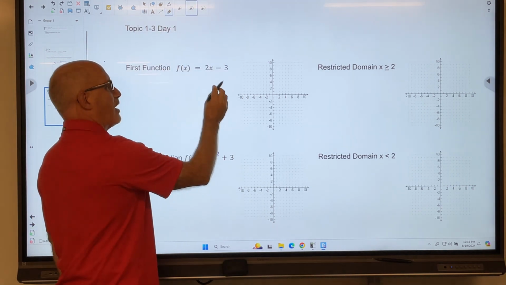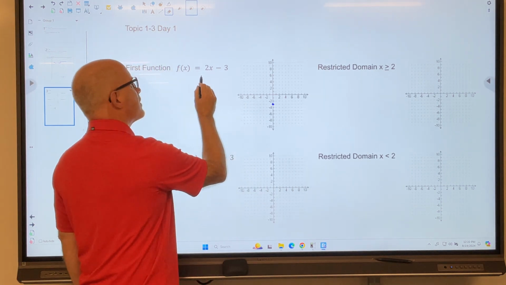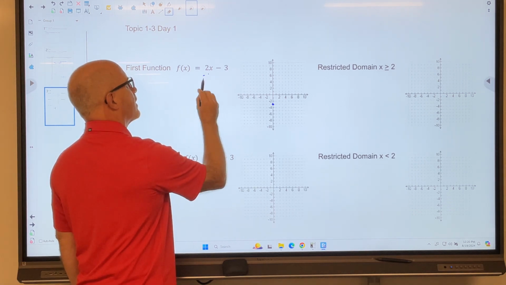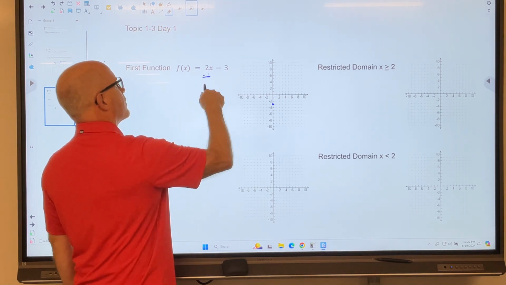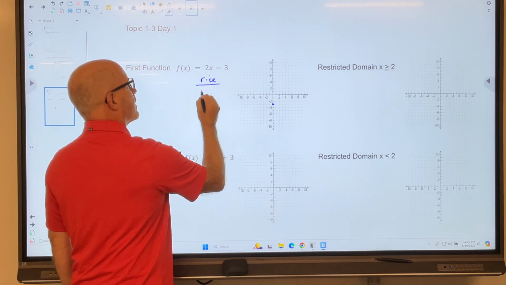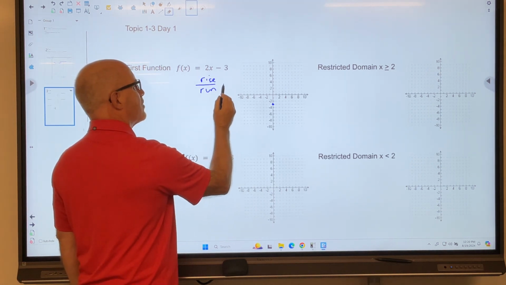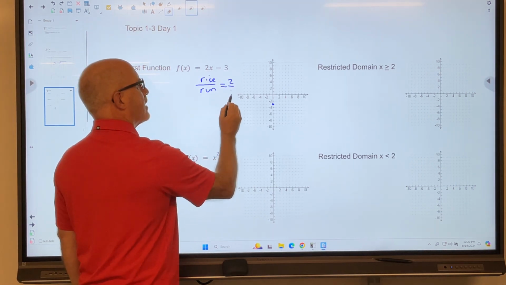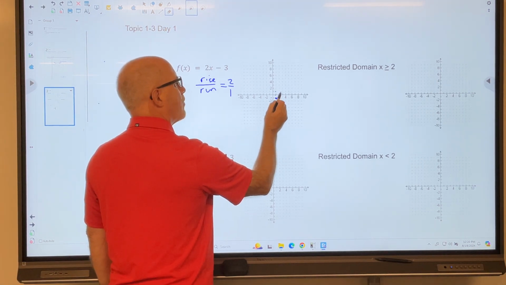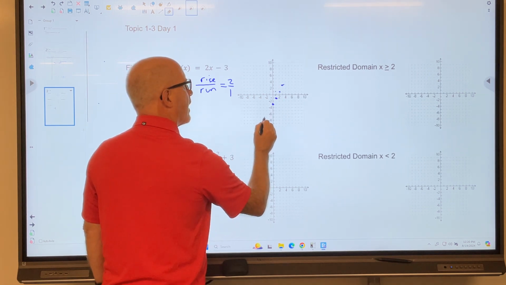Now let's start at -3. Then remember my slope, this is my rise over run. So rise over run is going to be, in this case, 2 over 1. So we go up 2 over 1, up 2 over 1, up 2 over 1. And then you draw the graph.